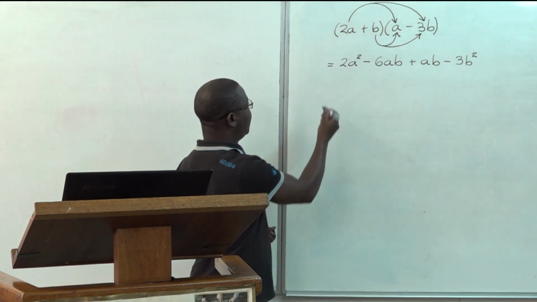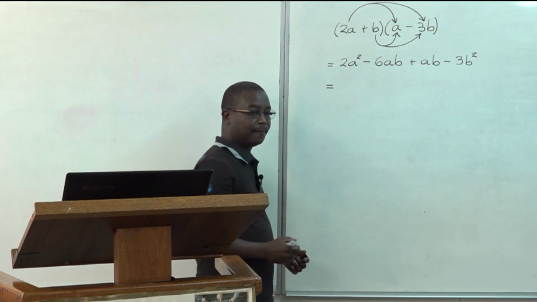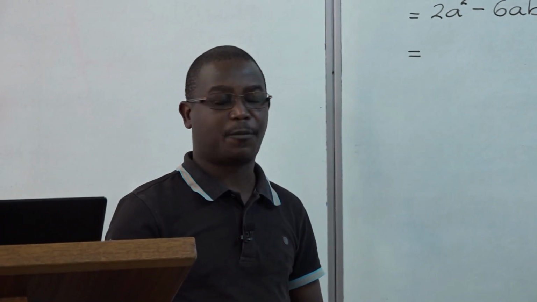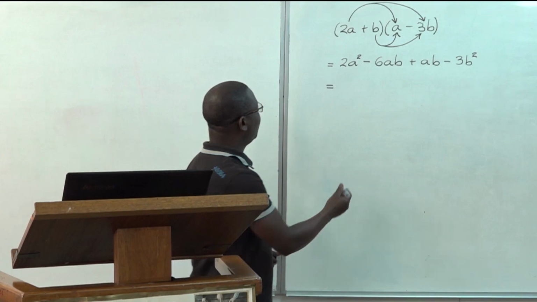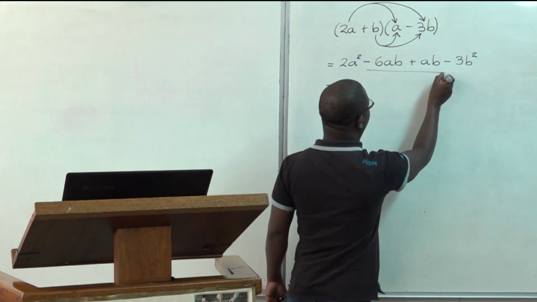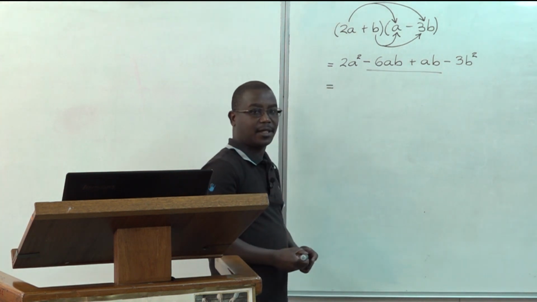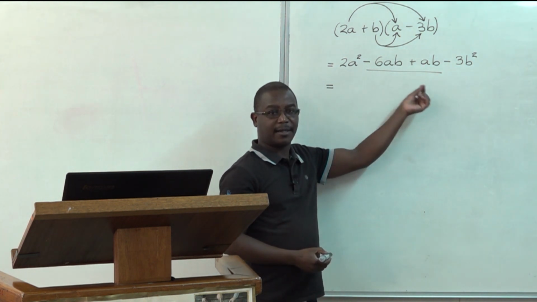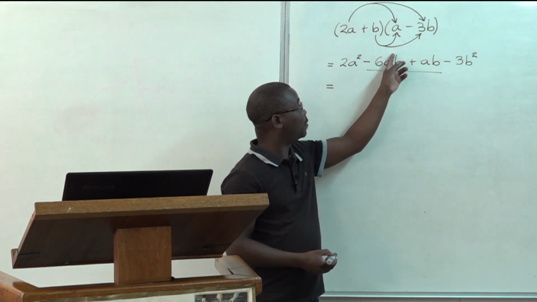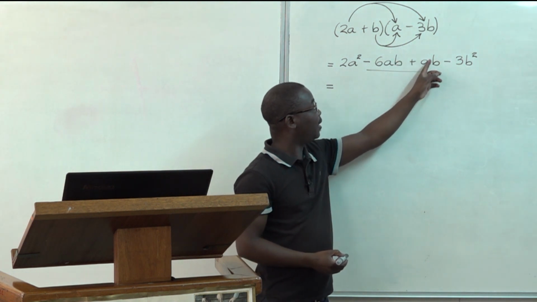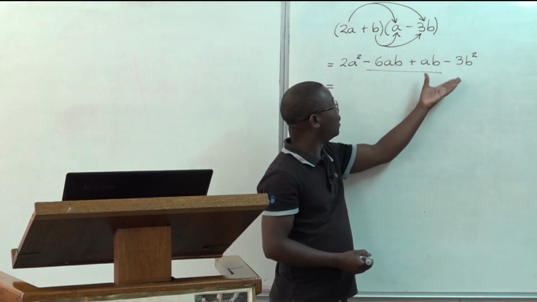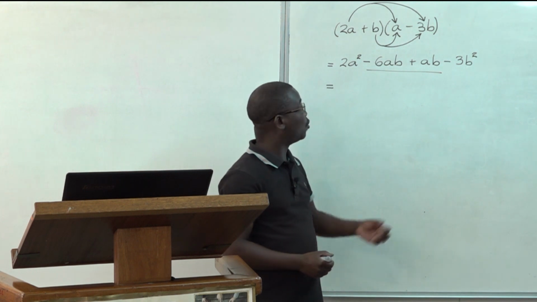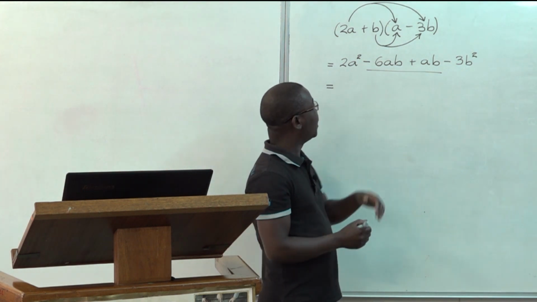Now, the question says we need to simplify this expression. Therefore, we can see that these are like terms. In other words, they carry the same variables with the same exponents. A has an exponent 1, B exponent 1, A exponent 1, B exponent 1. So they are like terms, and we combine them using that operation there.